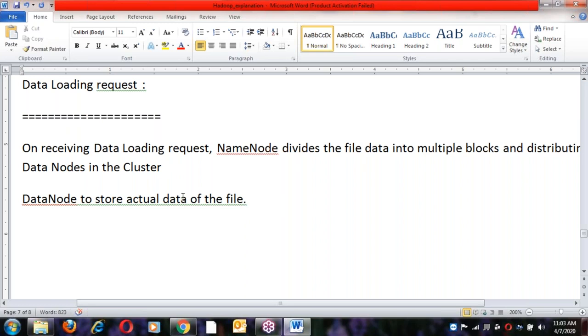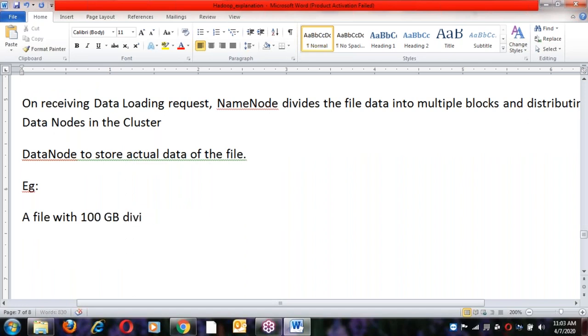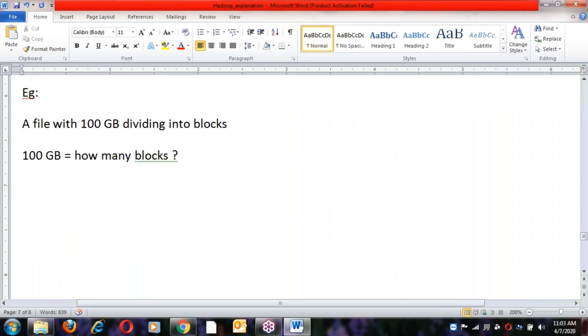How does that distribution take place? Let us see. For example, a file with 100 GB is divided into multiple blocks. How does it divide? The question here is: 100 GB is equal to how many blocks?